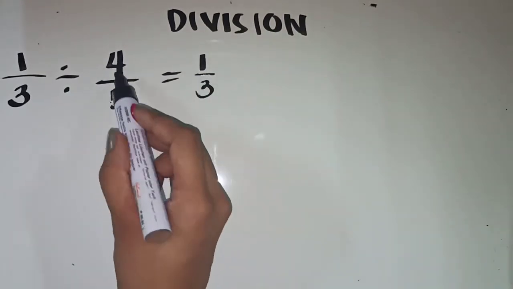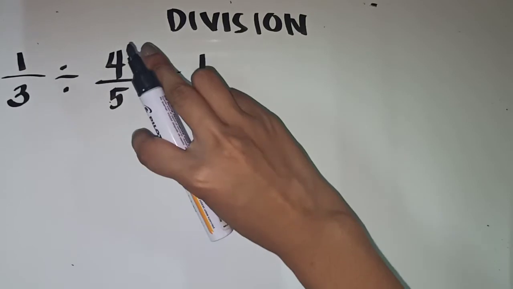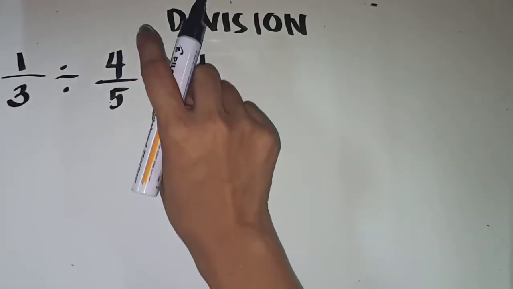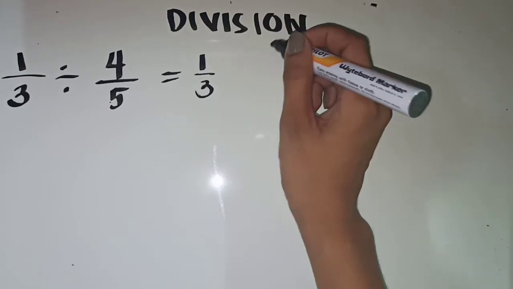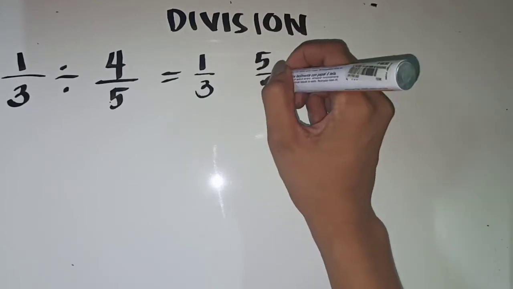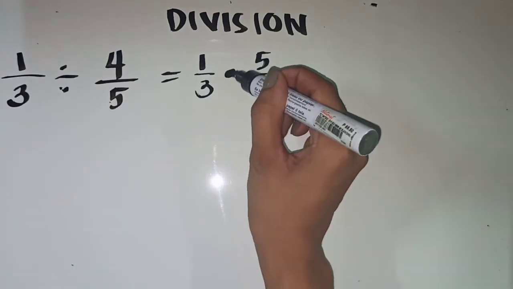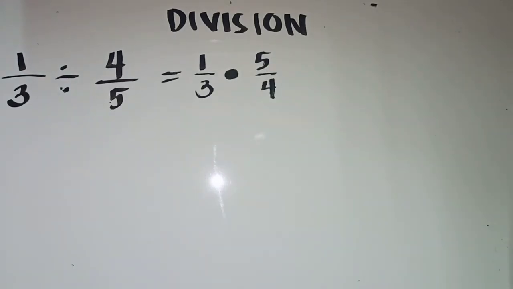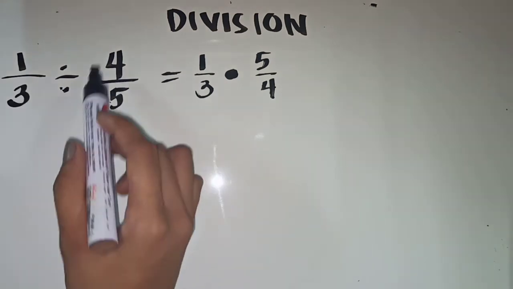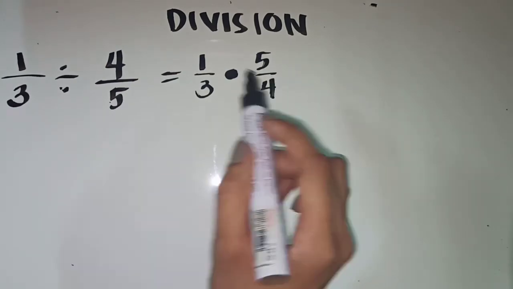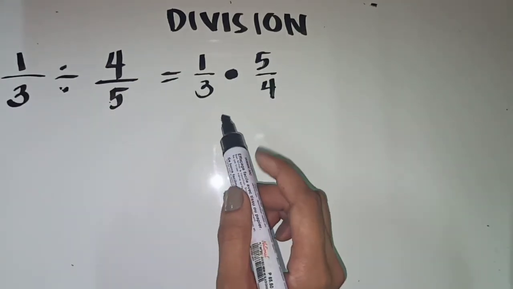Kunin ang reciprocal ni 4 over 5. Reciprocal, yung numerator magiging denominator at yung denominator magiging numerator. So this will become 5 over 4. At itong division na to ay magiging multiplication. Okay, so again, in division of fractions, kunin ang reciprocal nitong 4 over 5. So it will become 5 over 4. And this division will become multiplication.